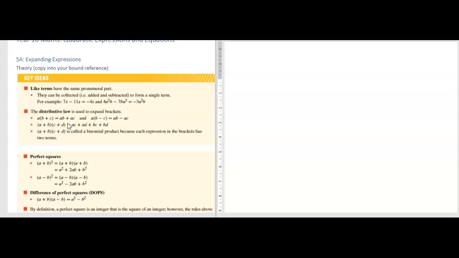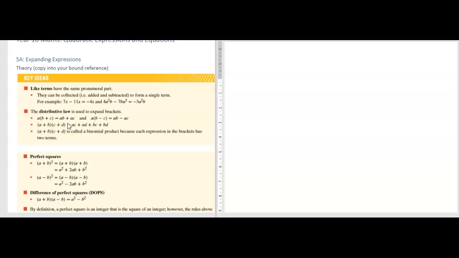Even if you want to be lazy, print them out, put them in, make sure they're there, because sometimes we look at things and we're like, yep, I'm going to remember that. You know what? You're not going to remember. So it's always important to have it in your bound reference so you can refer to it in the future.